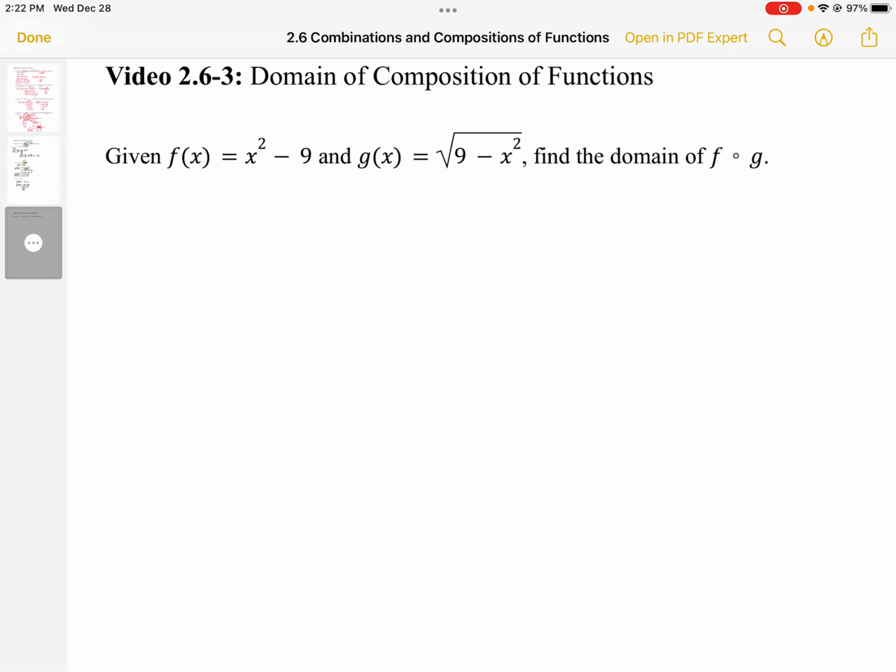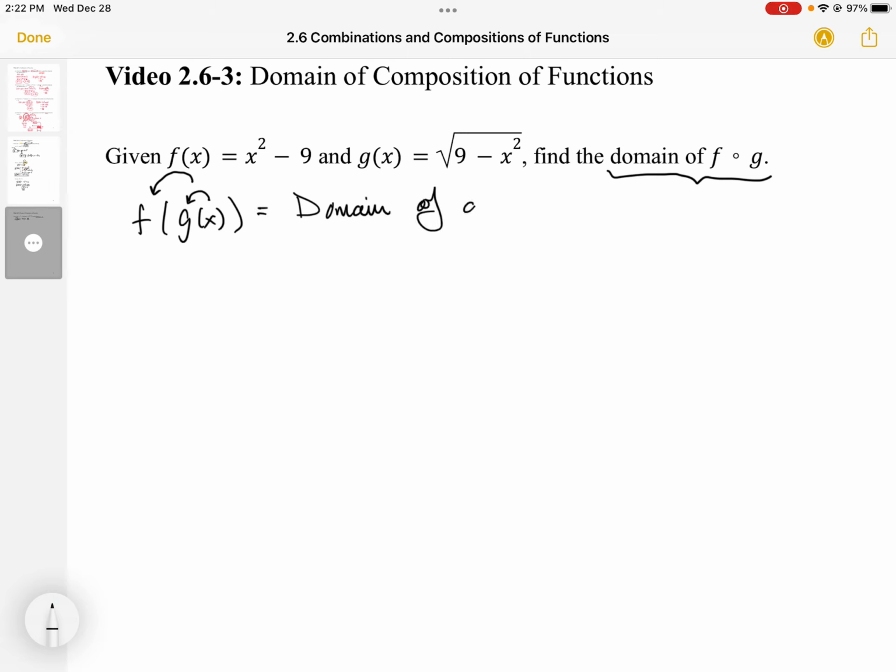So if we look at this example, it wants us to find the domain of f of g of x. So remember, we could write that as f of g of x using parentheses. So first the x gets dropped into g, and then the result gets dropped into f. So the domain of this is going to be the domain of g. Okay, the domain of g is equal to the domain of f of g of x. Now, why is that true?